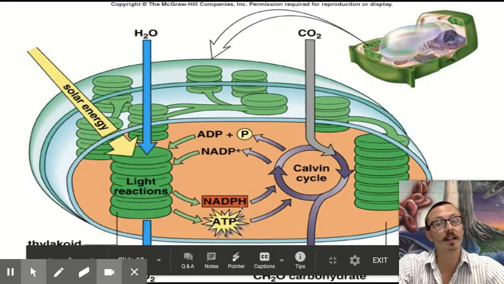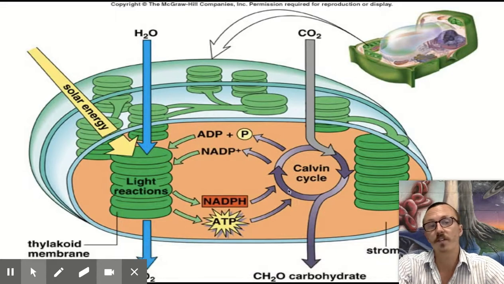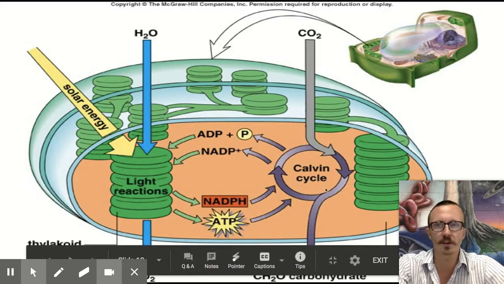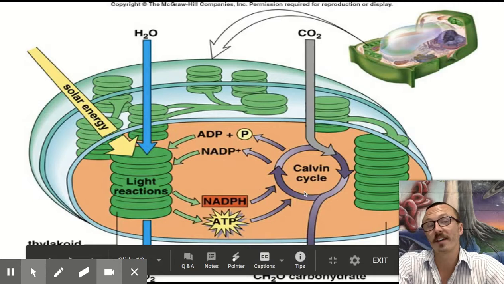NADPH is going to provide electrons for the Calvin cycle, which is another name for the dark reactions, or another name for the light-independent reaction, right? It's kind of a series of reactions. It's got lots and lots of names, but I like light-independent. And ATP is going to provide the energy, right?